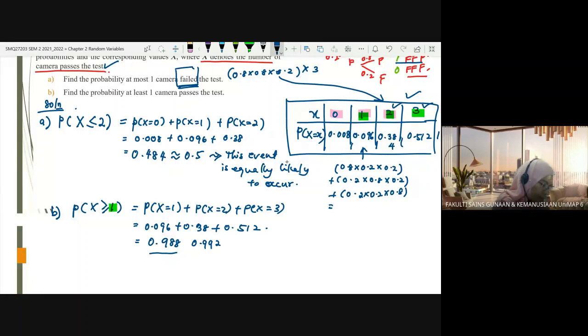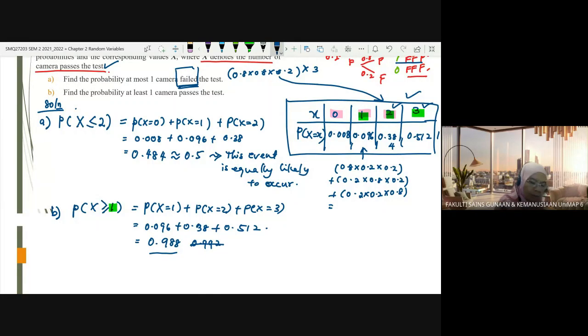9 plus 8, 17 plus 1, 18. So 5 plus 4, 9. Okay, 0.988 is correct.